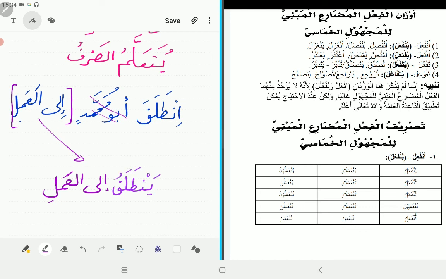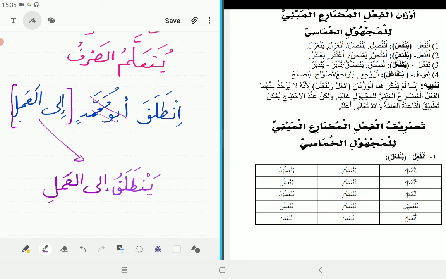ينطلق إلى العمل. What does that mean? If انطلق أبو زيد إلى العمل, Zayd's father departed to work. If you were to remove the fa'il, the doer, then it will become ينطلق إلى العمل. It was departed to work. Who departed is not mentioned. Clear? So this is how you use the passive voice, and we've understood how to make the conversion.